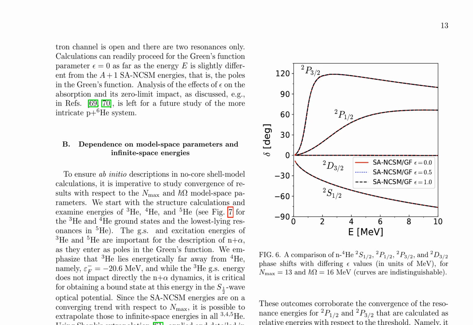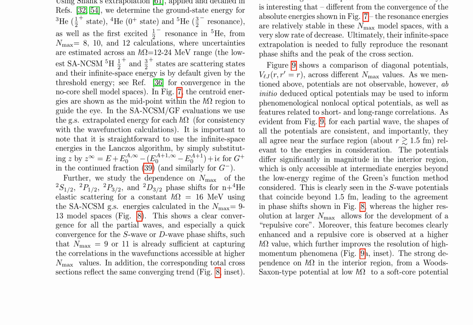The SA-NCSM/GF method is demonstrated in the development of ab initio translationally invariant optical potentials for the n+4He system, which evaluates the single particle time-ordered Green's function starting from realistic internucleon interactions. The study focuses on n+4He elastic scattering, providing a total cross-section that reproduces almost all data points within 1 sigma and is reasonably independent of h omega.